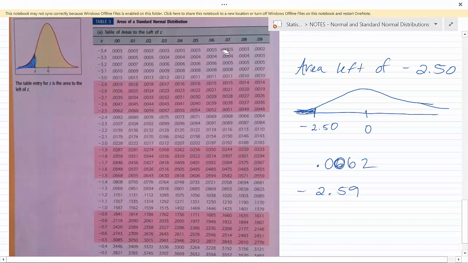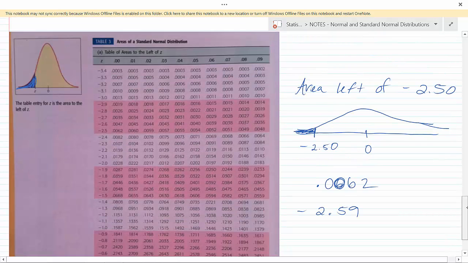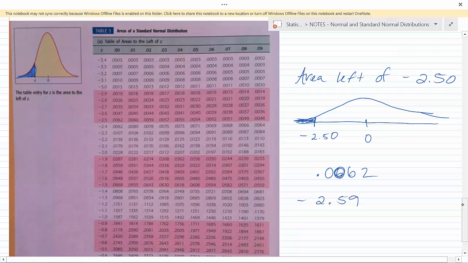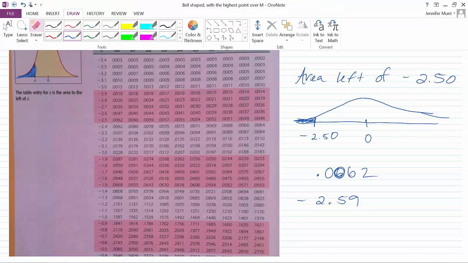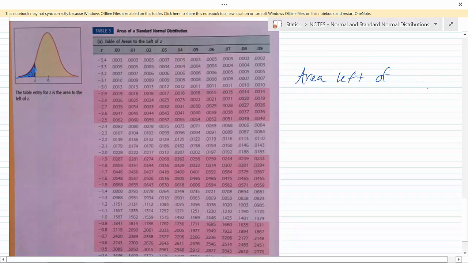Now notice in this table, we only have negative numbers. What if you want to find the area to the left of a positive number? So let's say in this case I want to find the area to the left of 3.17.